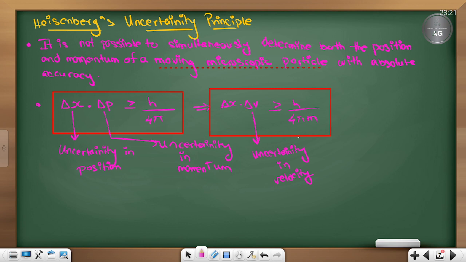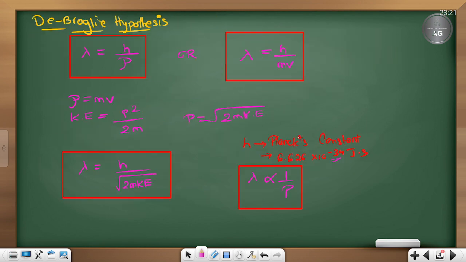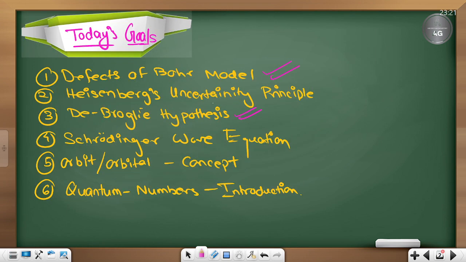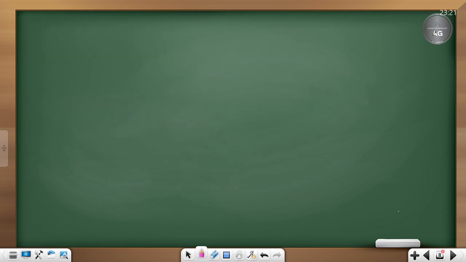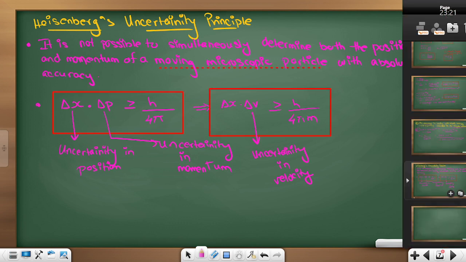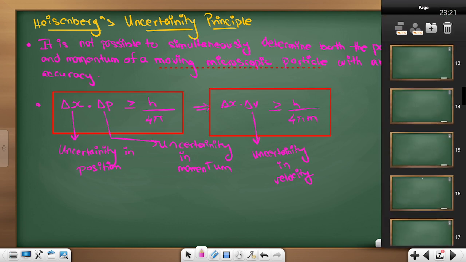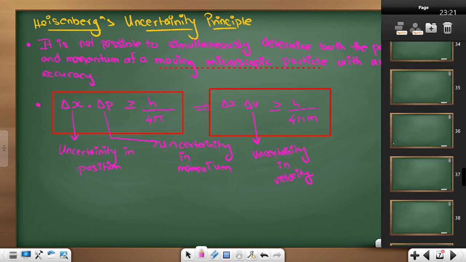Okay, this is all about Heisenberg. There is only a little bit to it, nothing very huge. Heisenberg understood. So we have completed another topic, Heisenberg. Next we are coming to the Schrödinger wave equation. Before that, there is one numerical from Heisenberg that we need to do.